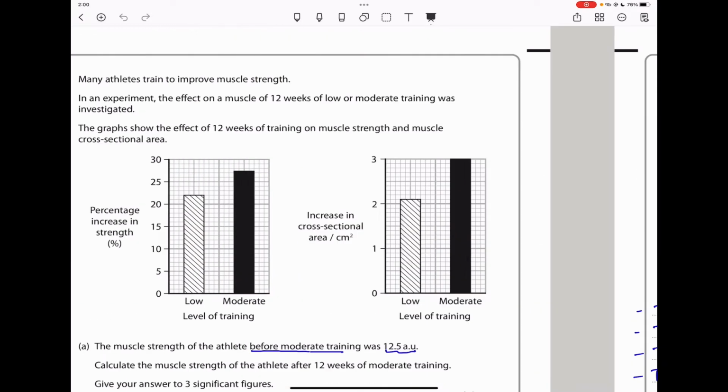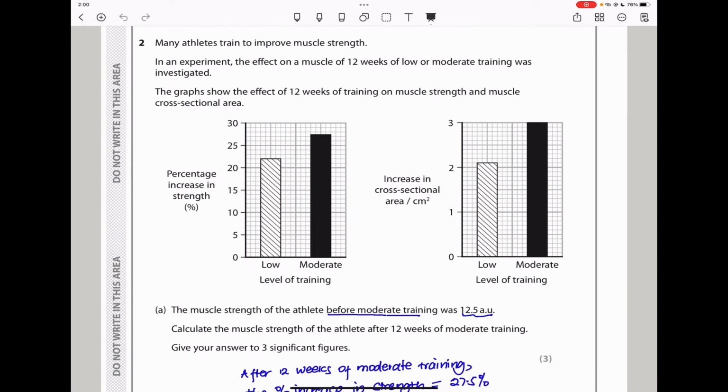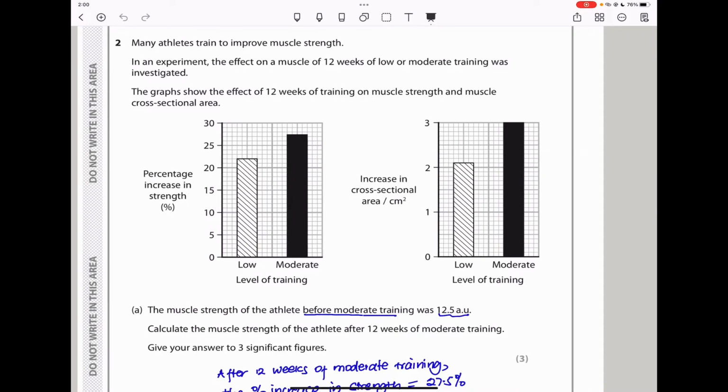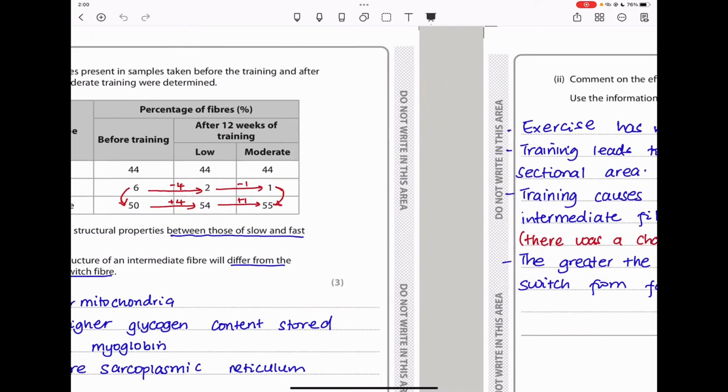Let's go to the graph. The graphs we can see as well, there is a percentage increase in strength. We can see a moderate training, there is a higher percentage in strength than low training. For both graphs here, we can see there is increase in cross-section area with moderate training in comparison to low training. So we're going to use these and be able to answer the question on the other page.